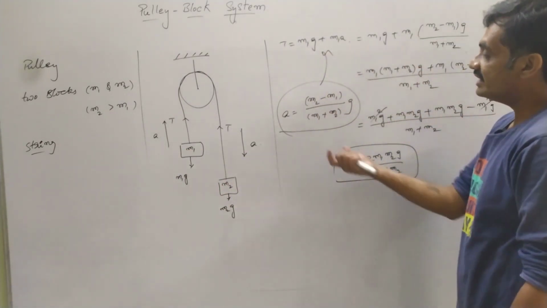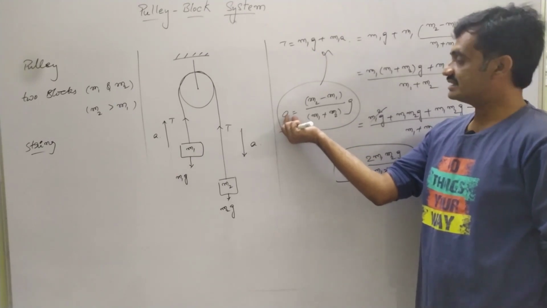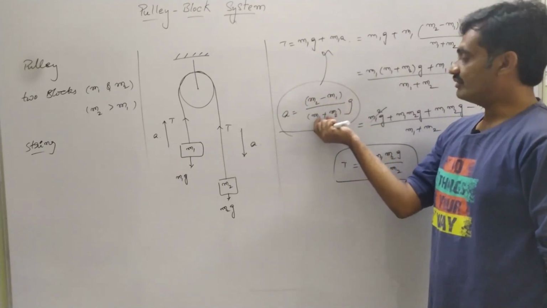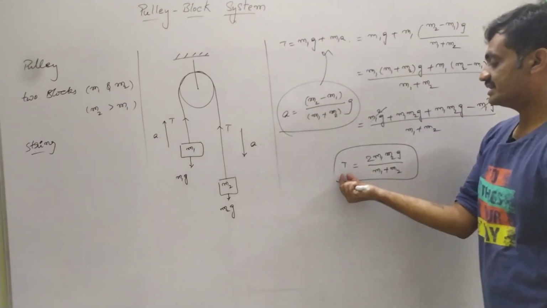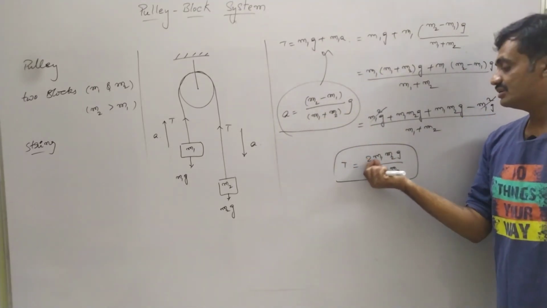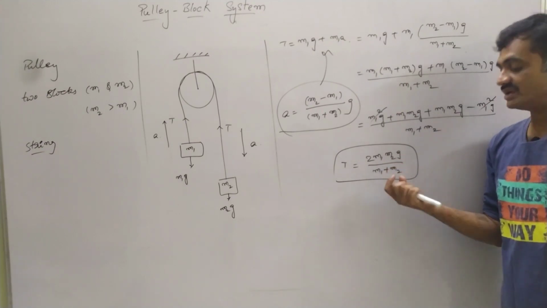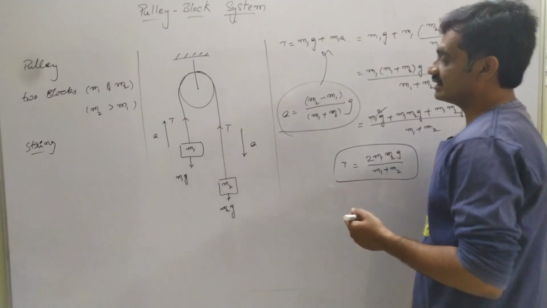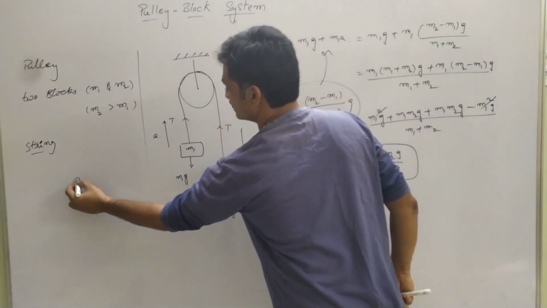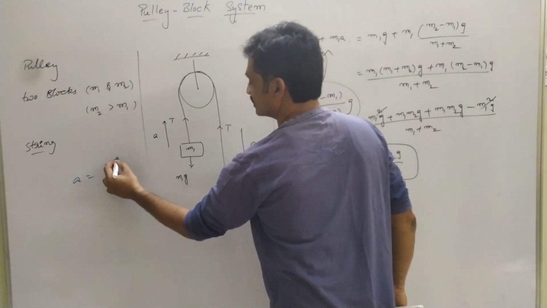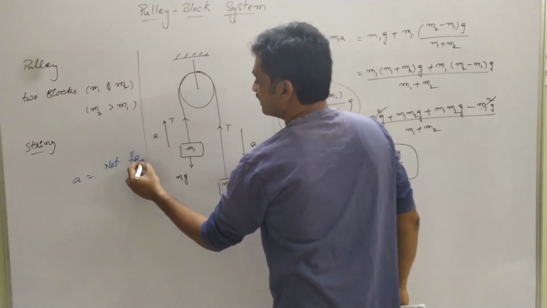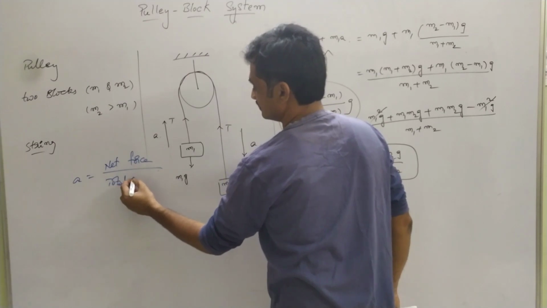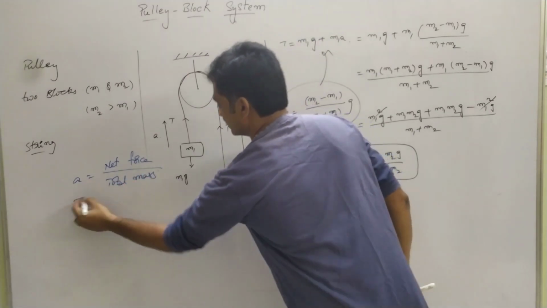So we had derived the common acceleration of the pulley block system as a equals m2 minus m1 by m1 plus m2 into g, as well as the tension as T equals 2 m1 m2 into g by m1 plus m2. So in the case of common acceleration, here we represent acceleration a is equal to net force acting on the system by total mass of the system.